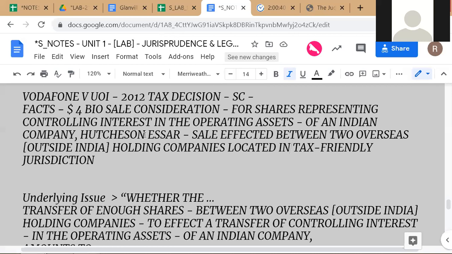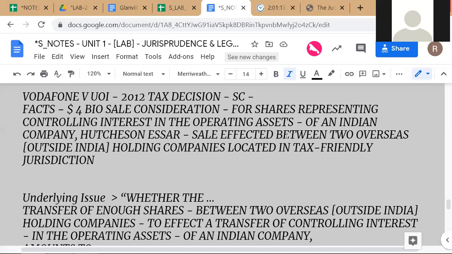So Hutchison SR, when they wanted to sell the controlling interest in the Indian operating assets in the Indian company which owned the operating assets. So operating assets for a telecom company would be all the telecom towers and all the specialized telecom equipment that you need, premises, everything put together. So all that stuff you need to control it so that you can run the business in the way you want.